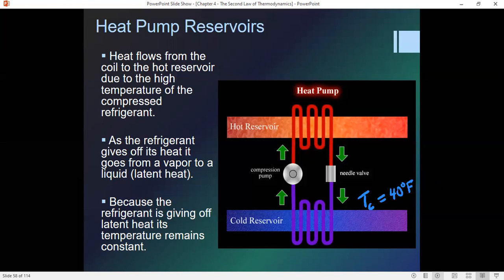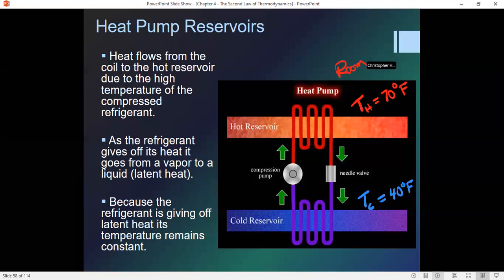So the temperature inside my refrigerator, I want to keep at 40 degrees because that's going to keep my food fresh. Let's say that we're dumping heat to the outside and the room temperature is 70 degrees Fahrenheit. Now, heat is not naturally going to flow from the cold reservoir to the hot reservoir. In fact, if I leave the door open, it's going to get warm in there as heat goes from the outside to the cold reservoir. So again, our hot reservoir is the room.